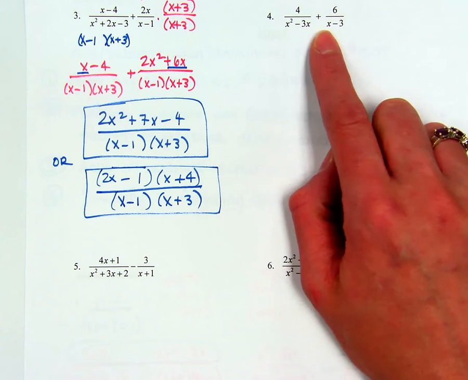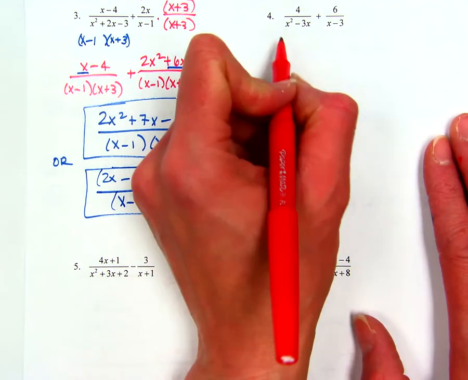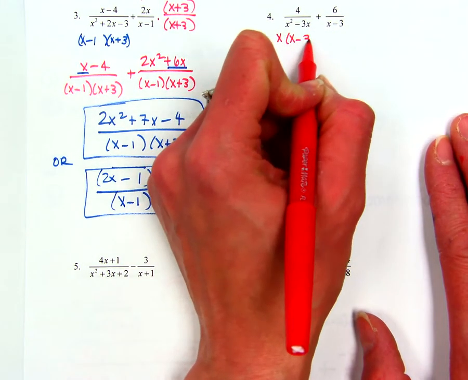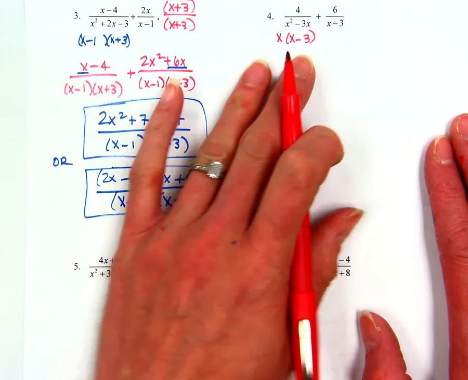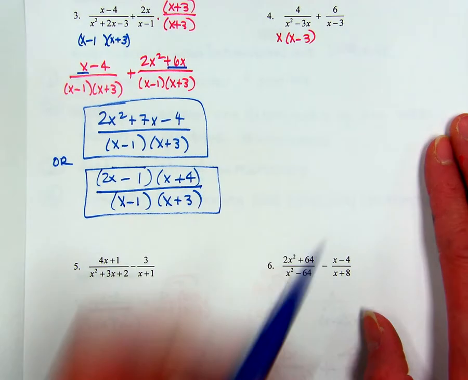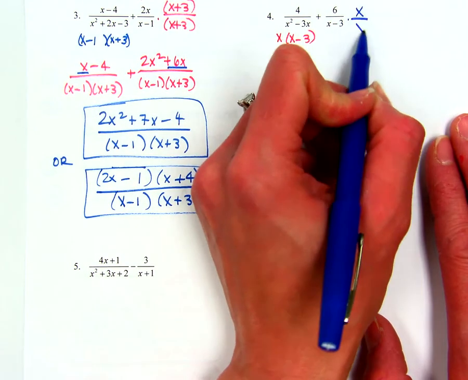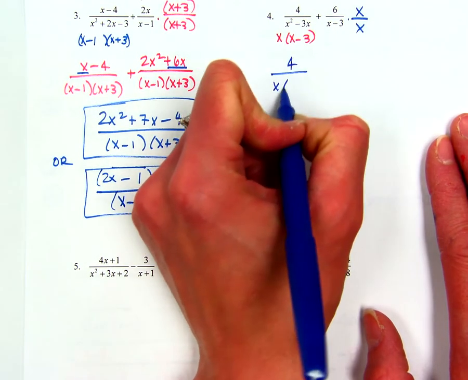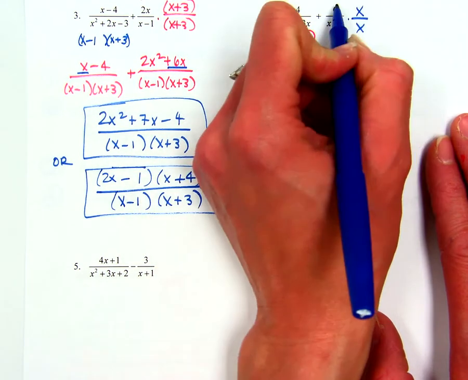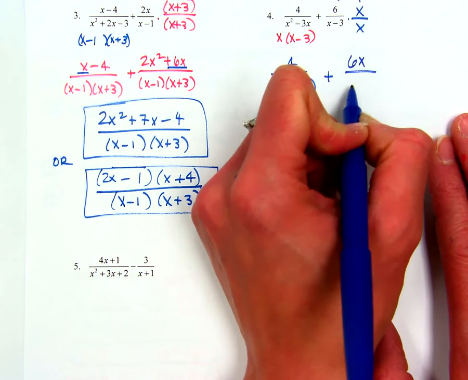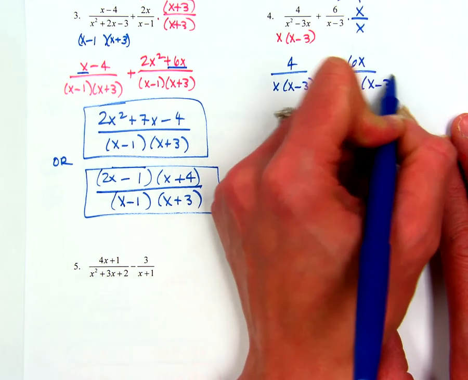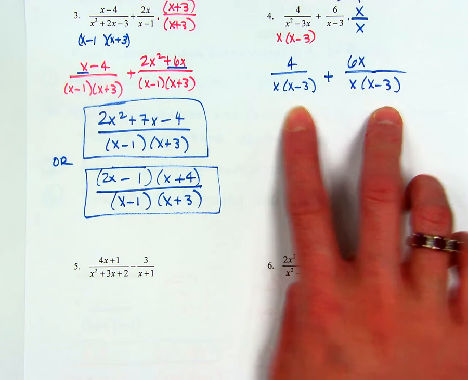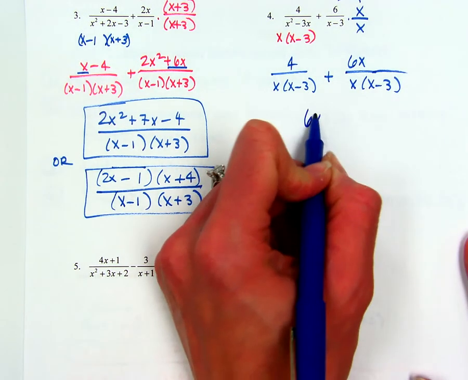All right, number 4, almost the same denominators, but not quite. If you factor out an x, you get x minus 3. So now look at what's missing. The right side is missing an x. So you need to multiply by x on the top and the bottom. So this is 4 over x times x minus 3, plus 6 times x is 6x, and this is x times x minus 3.